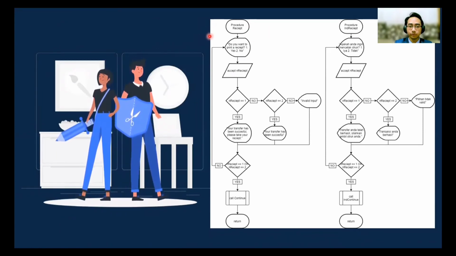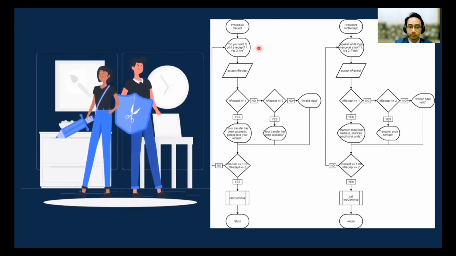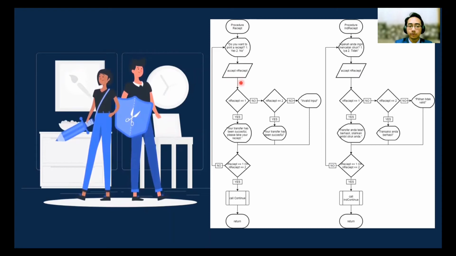Here we have the procedure receipt. It will display, do you want to print the receipt? Press 1 to say yes, press 2 to say no. It will accept the end receipt from the user.